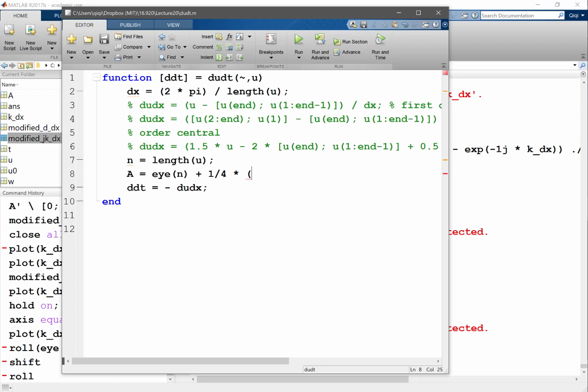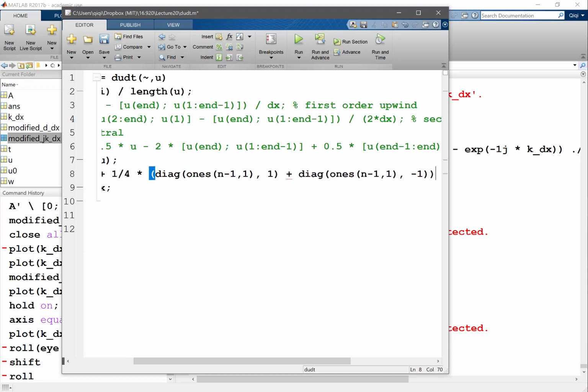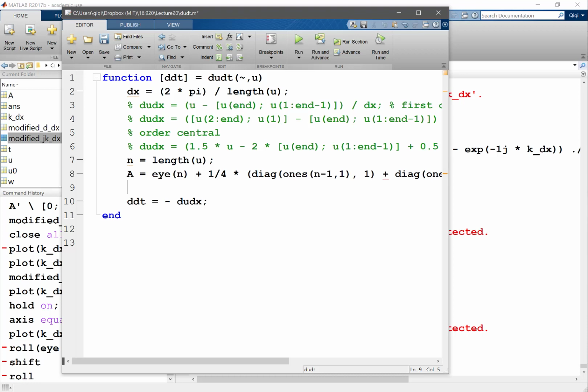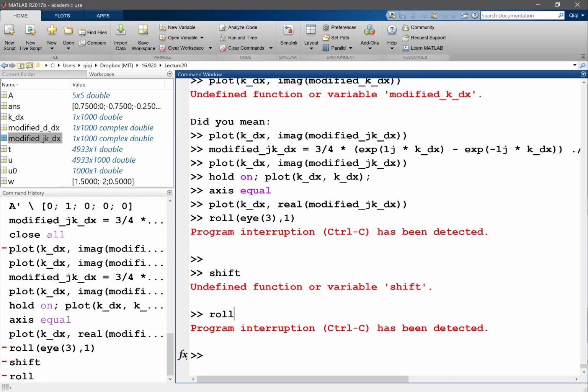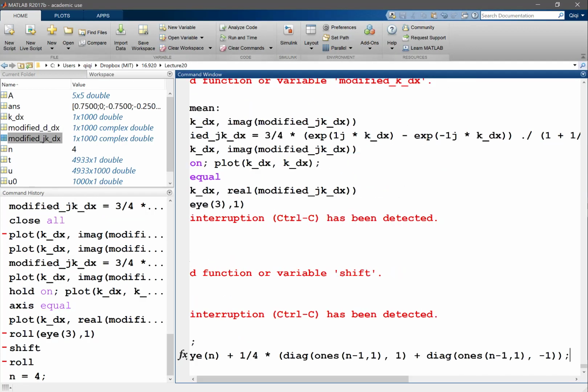Yeah, so let's just code it the regular way. So diag of 1's n minus 1 and 1, that's our upper diagonal plus our lower diagonal, which is the same thing with minus 1 being the shift. So that's A. Let's try it. Let's see, n is equal to 4, and let's try it over here.